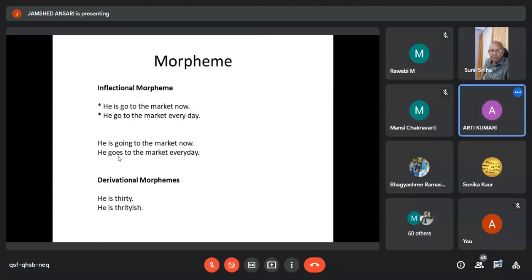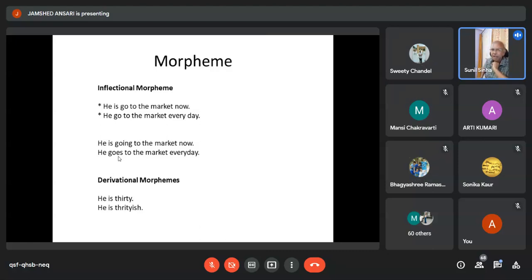So manageable. Manageable is a derivational morpheme. You are extending the meaning of manage. So manager. Managing. Ing is an inflectional morpheme.